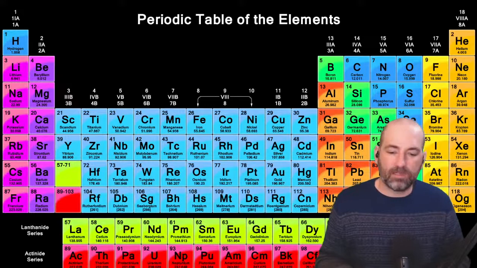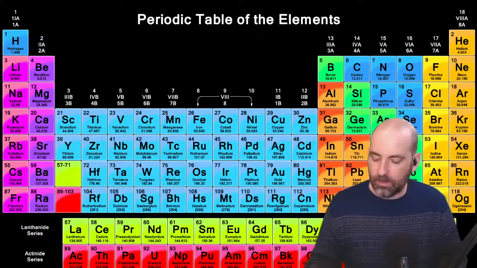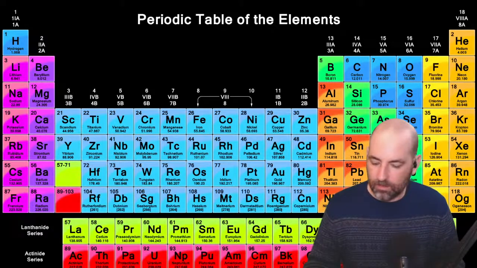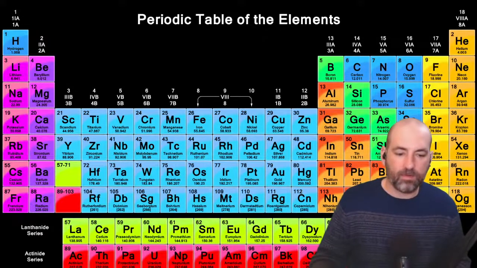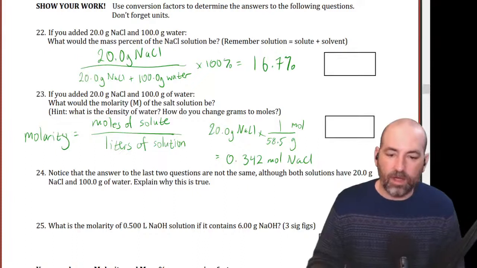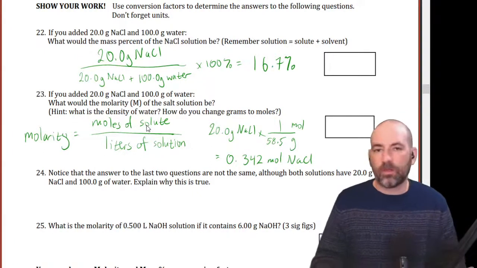And so by dividing 20 by 58.5, we can get the amount of moles. That's how many moles of sodium chloride we have. So that's our numerator. Great, we've got that.